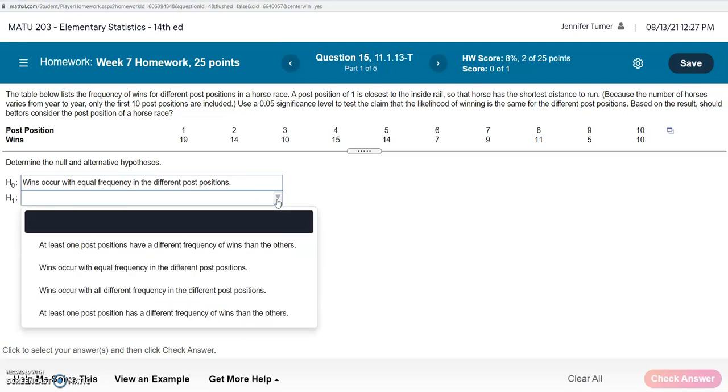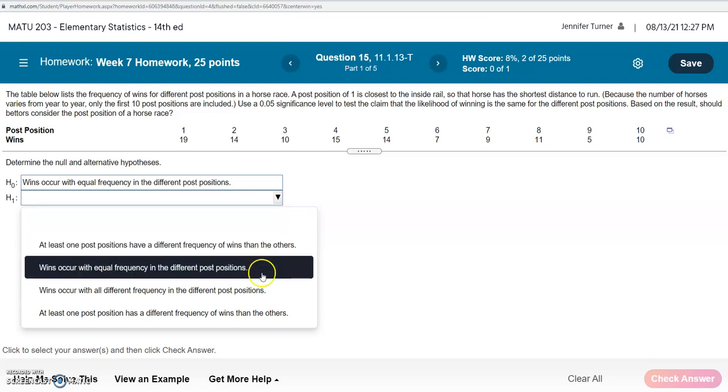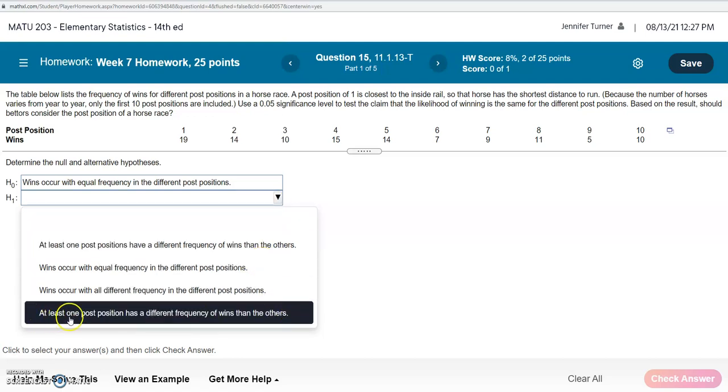The alternative hypothesis would say that not all of the post positions are going to have the same frequency of wins. At least one of them is going to be different than the others. So you have to be careful with the wording here a little bit because they change it ever so slightly, but let's see. It looks like it's going to be this one. At least one post position has a different frequency of wins than the others.